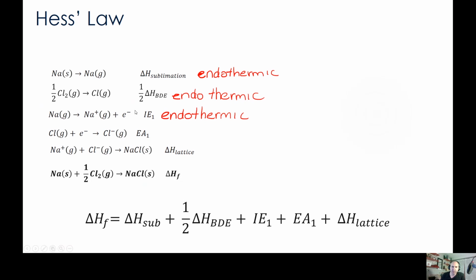Now that the electron has been removed from sodium, where does it go? It goes to the chlorine atom to make chloride. So I have Cl plus an electron gives Cl minus. That is the first electron affinity of chlorine, and I've got it marked here as EA1. Remember that for most nonmetals, first electron affinity is exothermic.